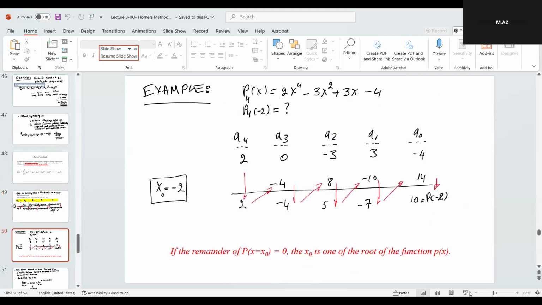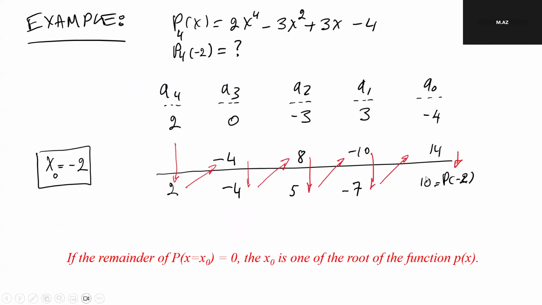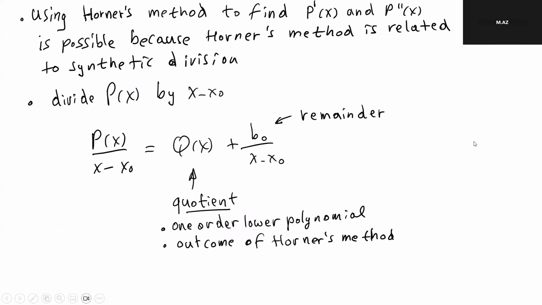This is the example that I have already shown you, and this is the answer for this polynomial function. Also, you can plug minus 2 into these equations, and when you solve it, you get the same answer. And by using Horner's method, we can find the first and the second derivative of polynomial functions, because Horner's method is related to synthetic division.